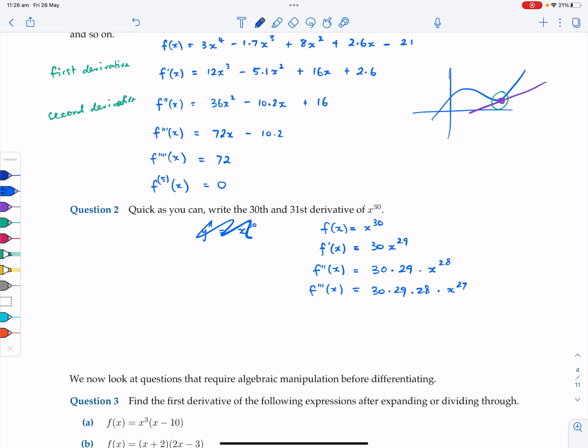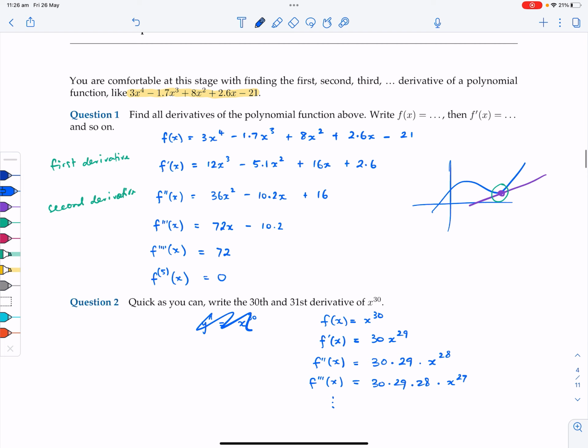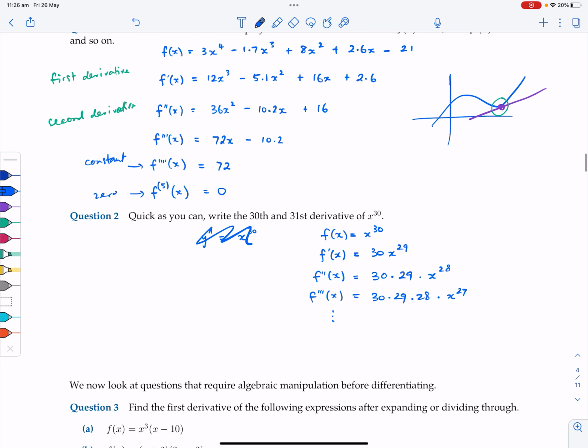Well, let's have a look up here. A degree 4 polynomial had its fourth derivative as a constant, and the fifth derivative was 0. Okay, so for a 30th degree polynomial here, the 30th derivative is going to be a constant, and the 31st derivative is going to be 0, right? And this is going to be 30 factorial. Okay, are you going to be asked that in an exam?